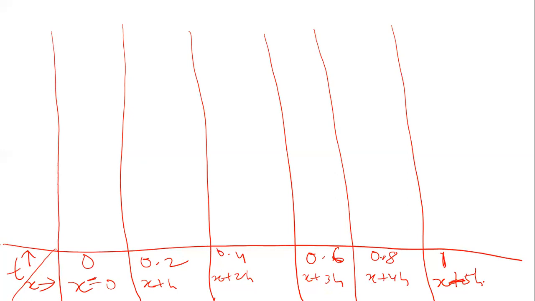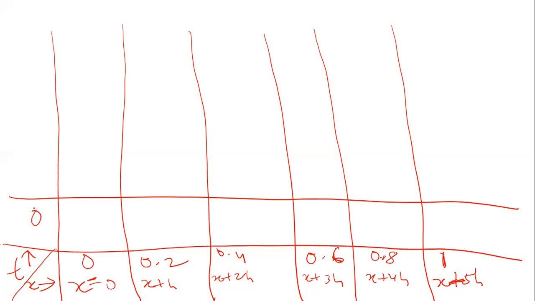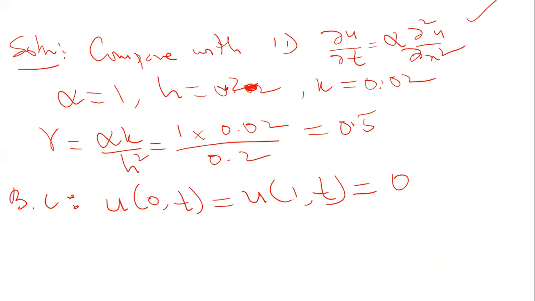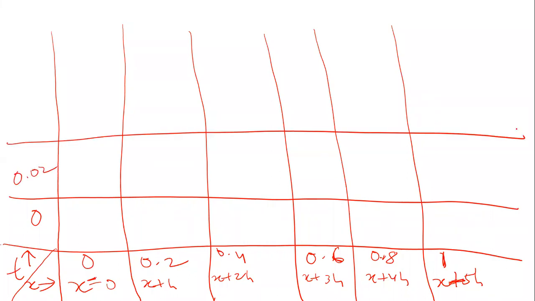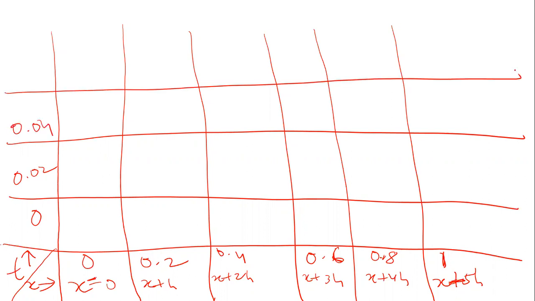And along the time axis, t is 0 here. Let's say t is 0. And what is the step size for t? The step size for t is 0.02. We start with t equal to 0. What happens is that t plus k, where k is 0.02, becomes 0.02. After this it will be 0.04, and after this 0.06.